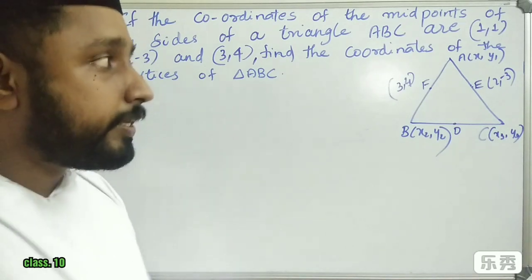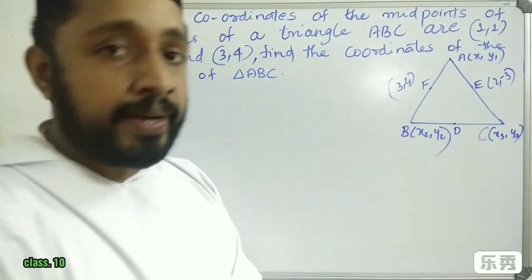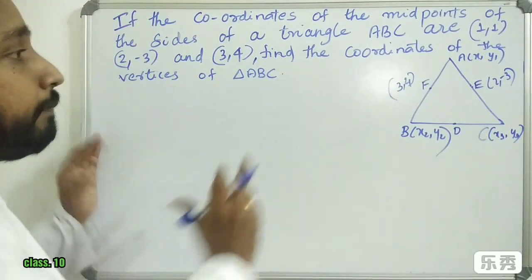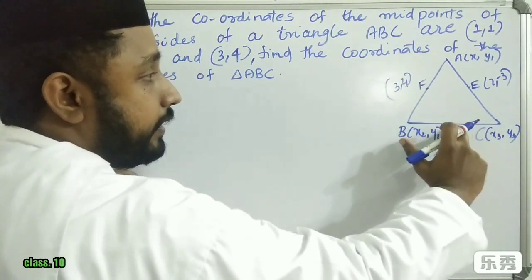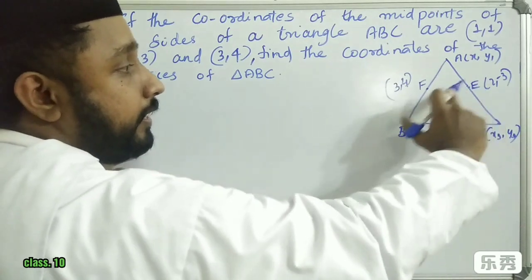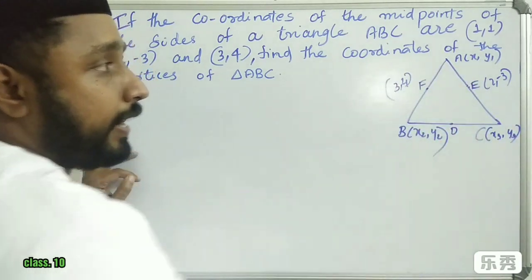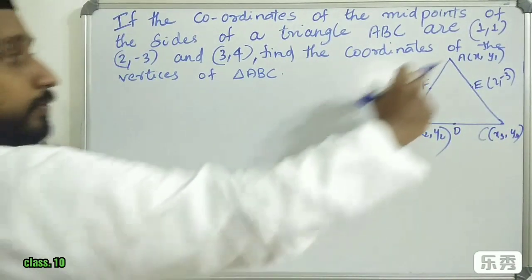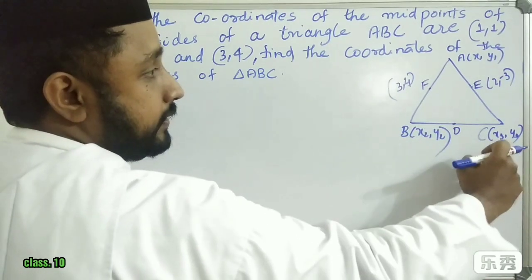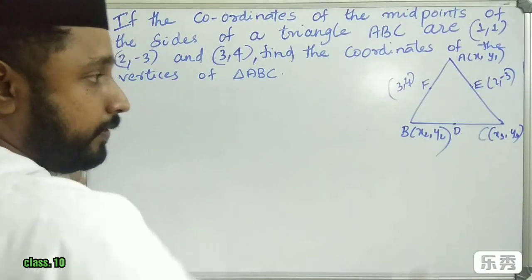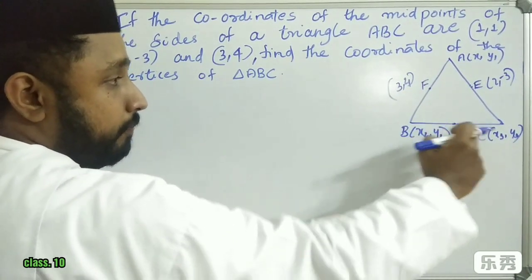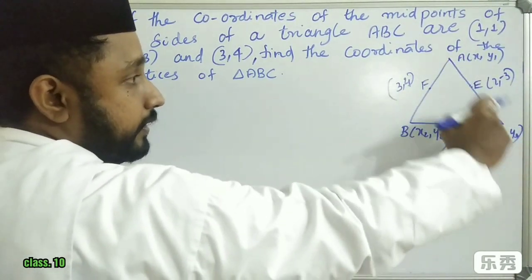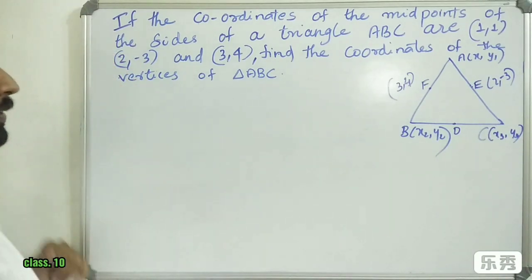So our question is, we have a triangle named ABC, and D, E, F are the midpoints of its sides. Midpoints of AB, BC and AC respectively. So F is the midpoint of AB, D is the midpoint of BC, E is the midpoint of AC.